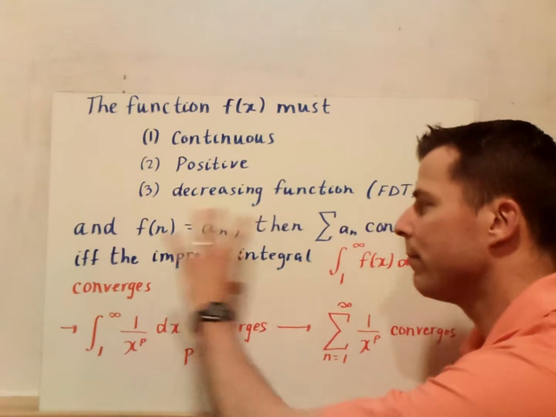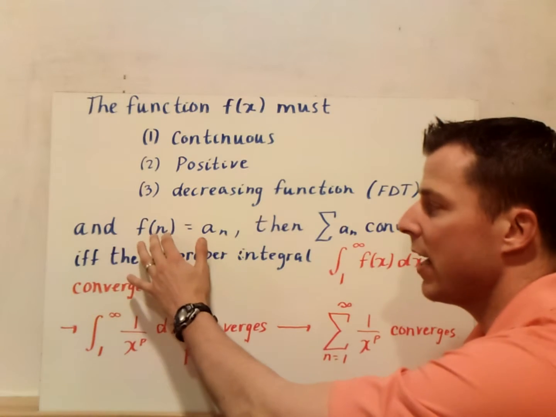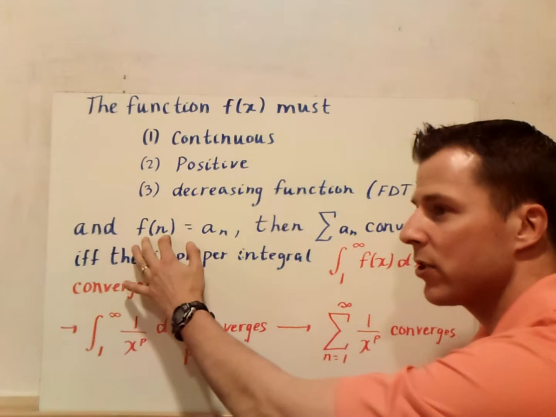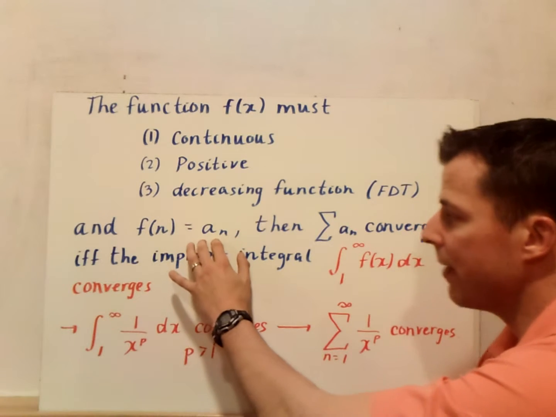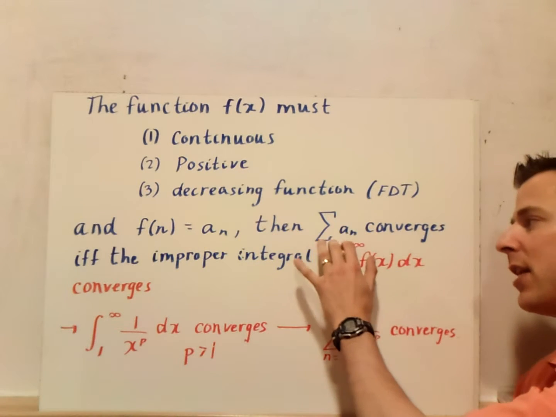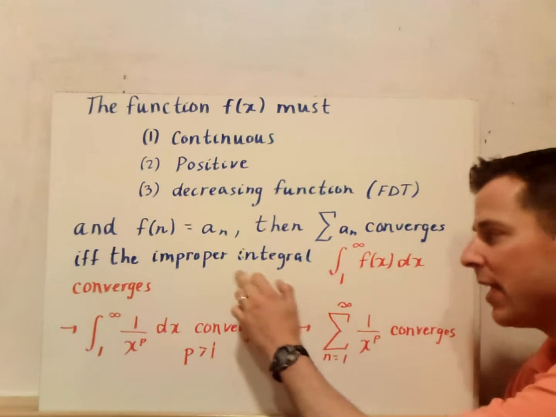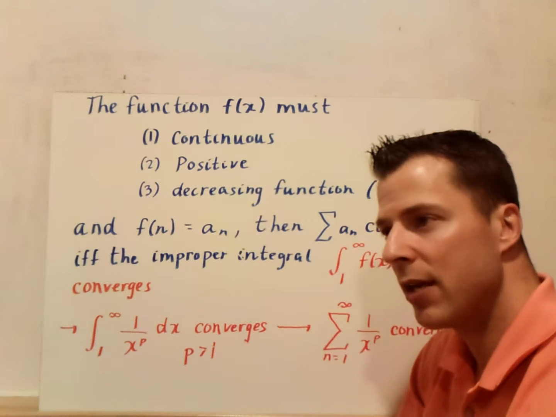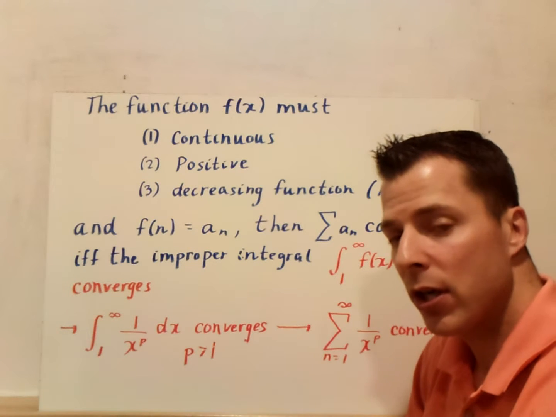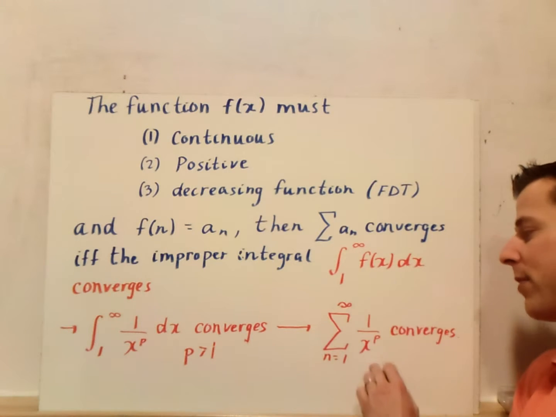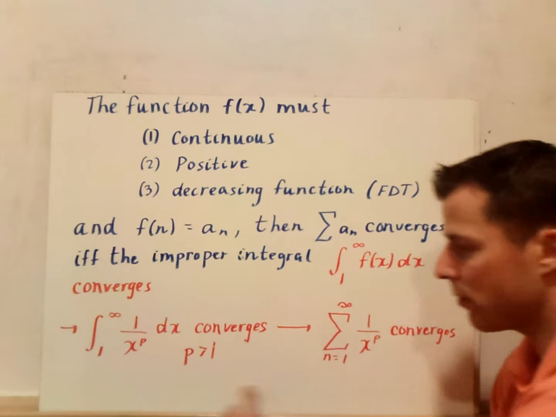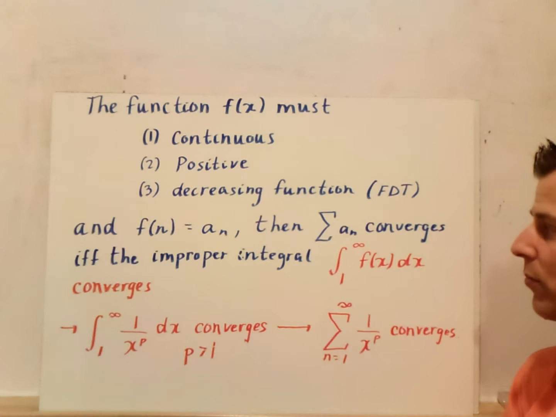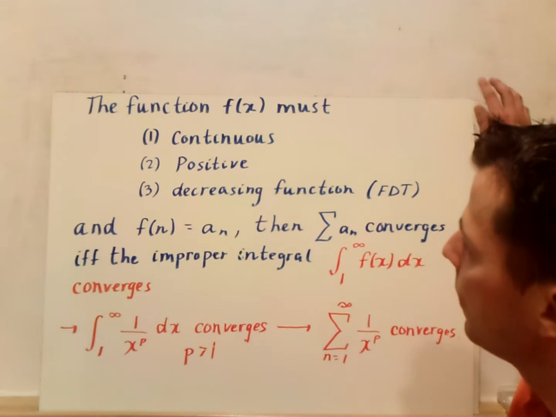So here's the meat and potatoes of this. If f of n equals a sub n, so if some function in terms of n is a sub n, then that series is going to converge if the improper integral converges. So the idea here is that if I can show the improper integral converges, it's going to mean that the sum is going to converge. That's what it implies down here. That's what we're looking at in red. Okay, so I'll just move so you can copy that if you need to.